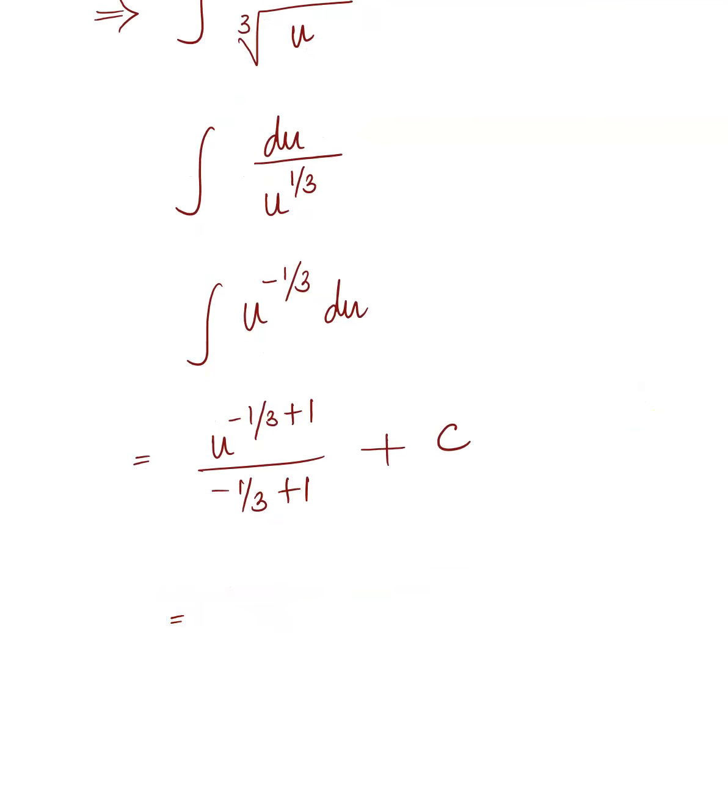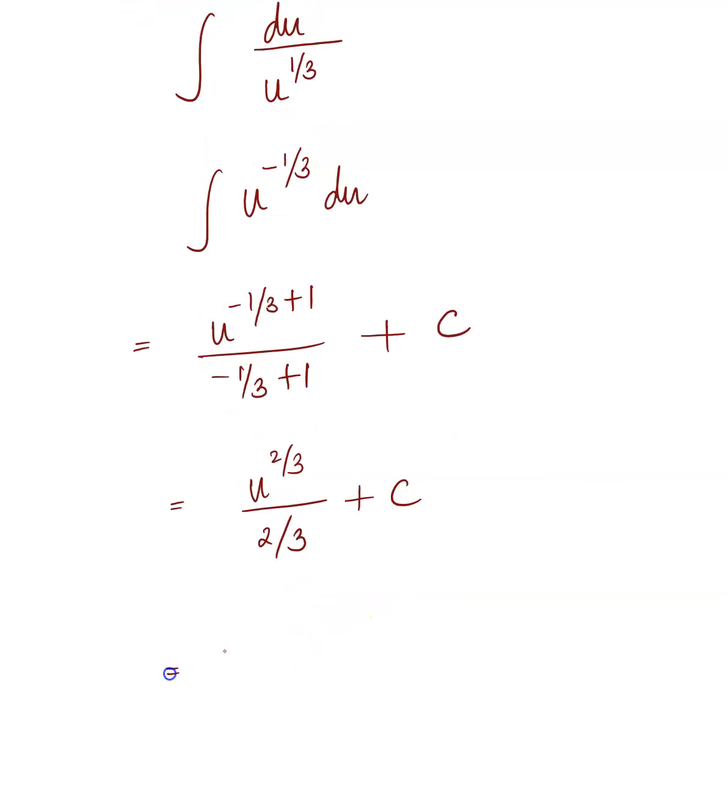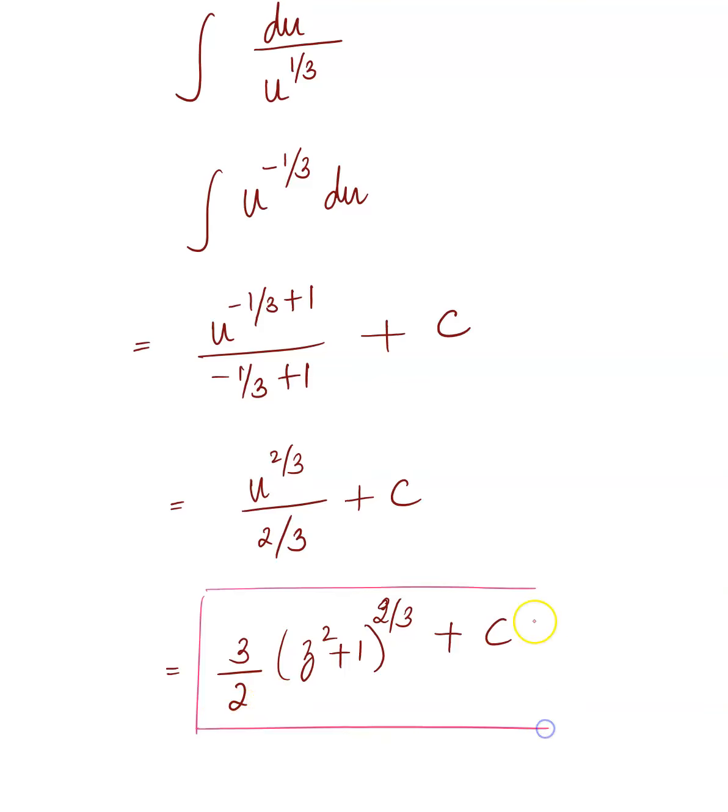And that will be u to the power 2 over 3, over 2 over 3, plus c. That becomes 3 over 2. The denominator flips, right? Then it's u to the power 2 over 3. Now you can substitute back for it as z squared plus 1 to the power 2 over 3, plus c. And that's our answer here. All right, we are pretty much prepared to go for definite integrals.